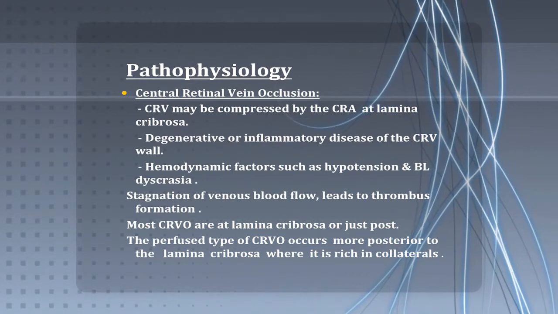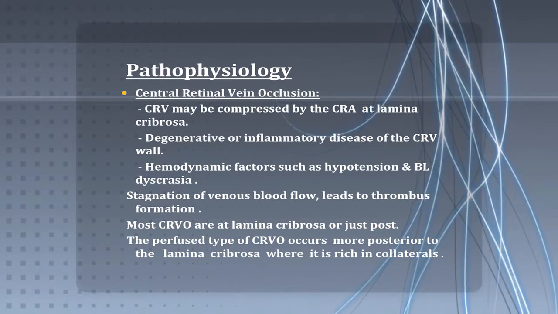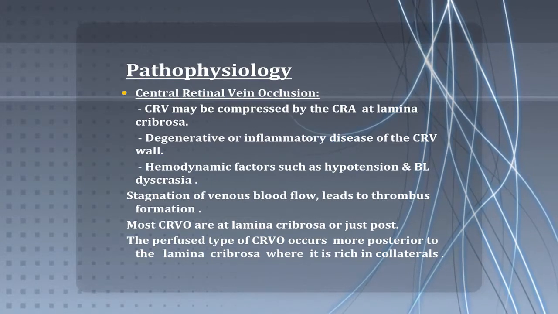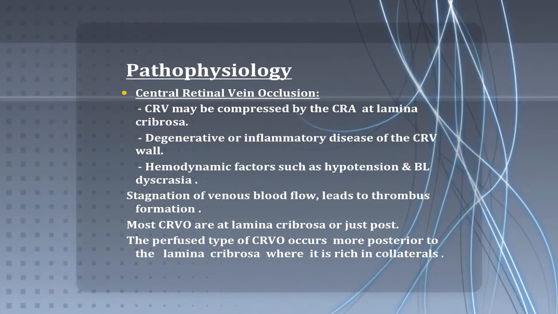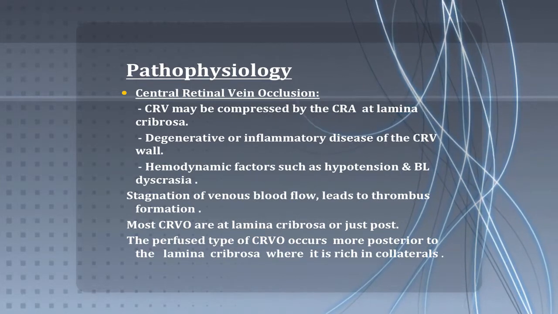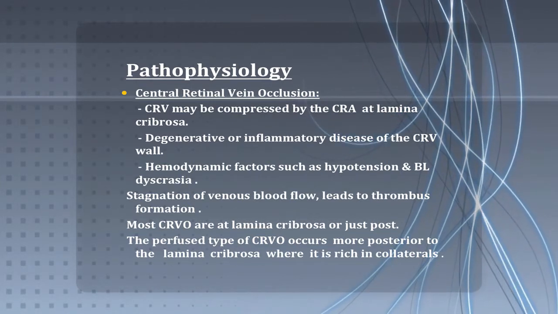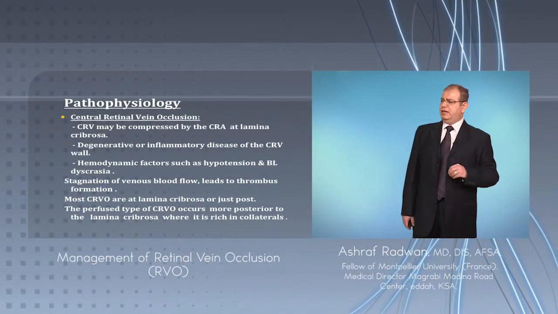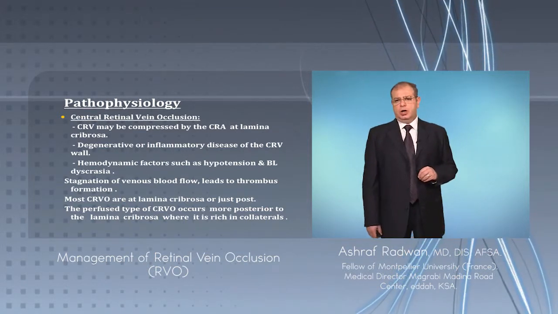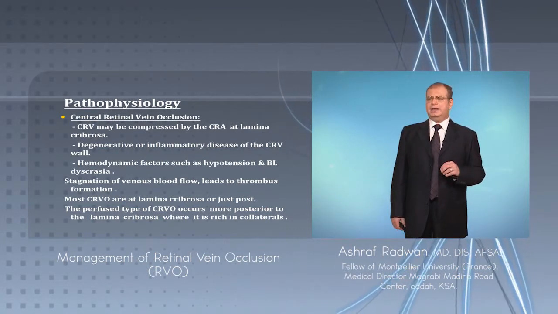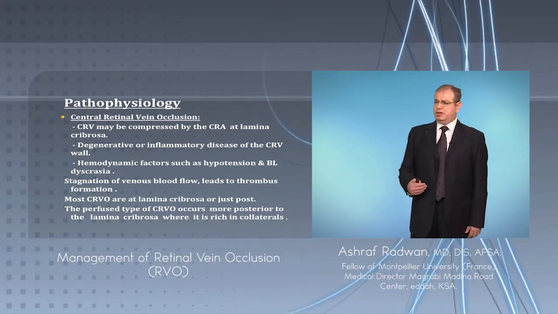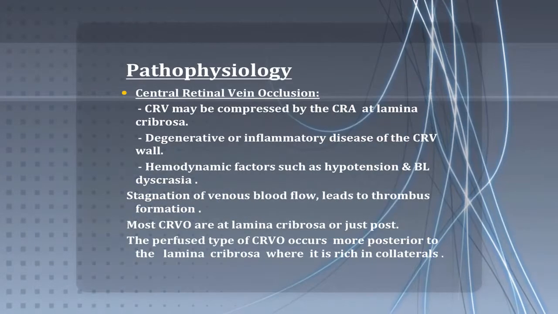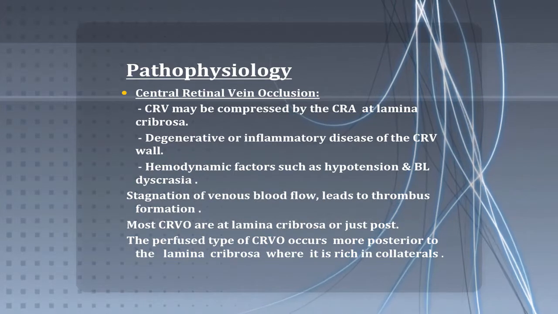or another predisposing factor is the presence of degenerative or inflammatory disease in the central retinal vein wall itself, or a hemodynamic factor such as hypotension and blood dyscrasia. These factors lead to the stagnation of the blood in the veins that leads to thrombus formation. Most central retinal vein occlusions are at the lamina cribrosa or just posterior to it. The perfused type of the central retinal vein occlusion occurs more posterior to the lamina cribrosa, where it is rich in collaterals.